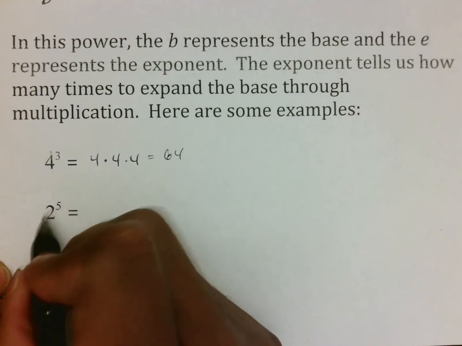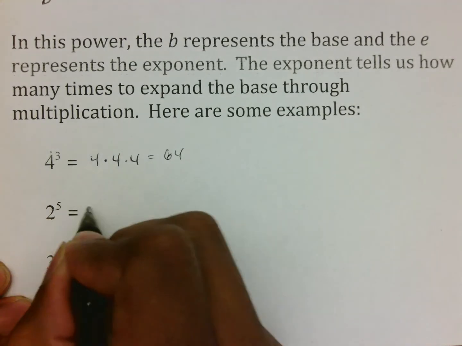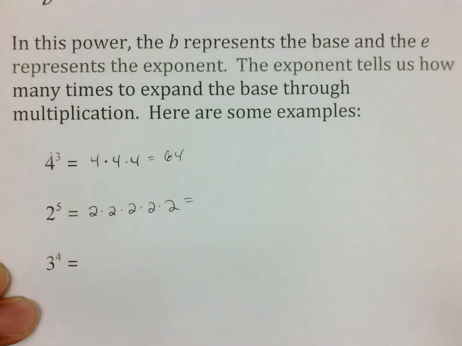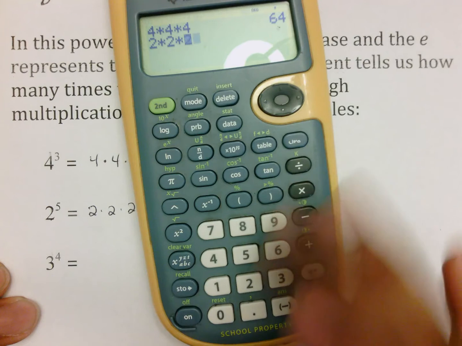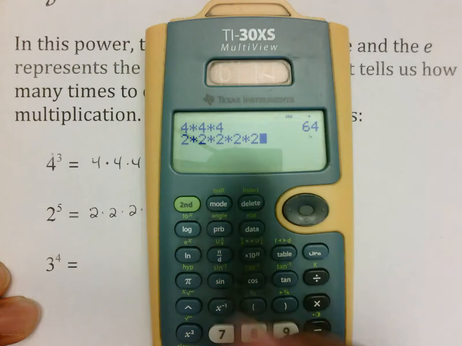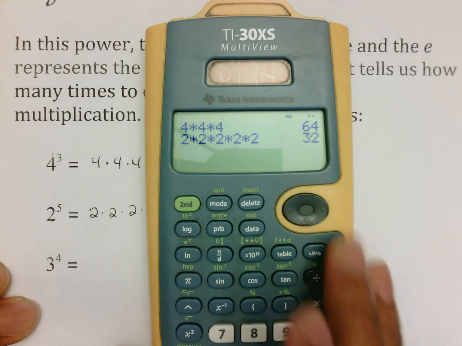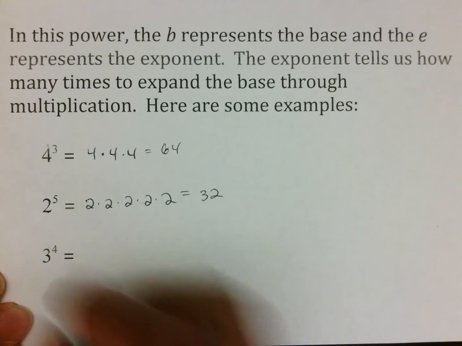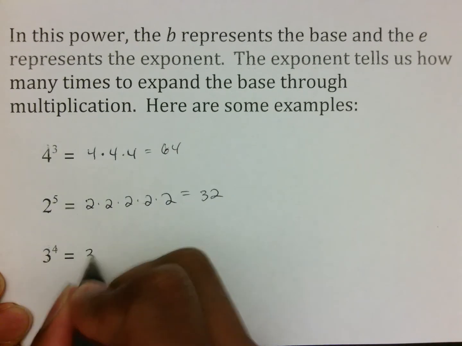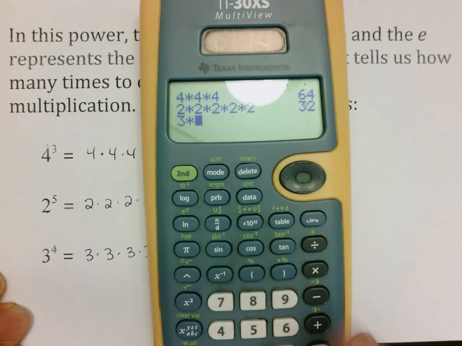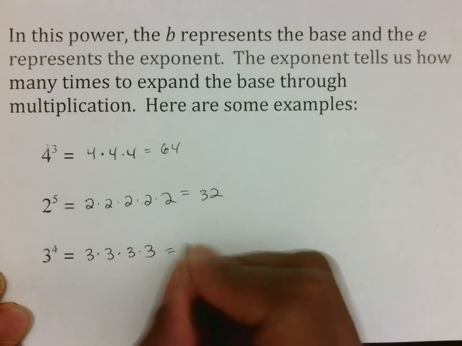When we see the next one, 2 to the fifth, it means take the base of 2, expand it 5 times. So 2, 1, 2, 3, 4, 5. Again, to get that answer, make sure you type it in right, and even count 1, 2, 3, 4, 5, and we get the answer of 32. If we see something like 3 to the fourth, it means take the base of 3 and expand it 4 times. 1, 2, 3, 4, and then take your calculator and carefully type in your 3 4 times, which gives us the answer of 81.